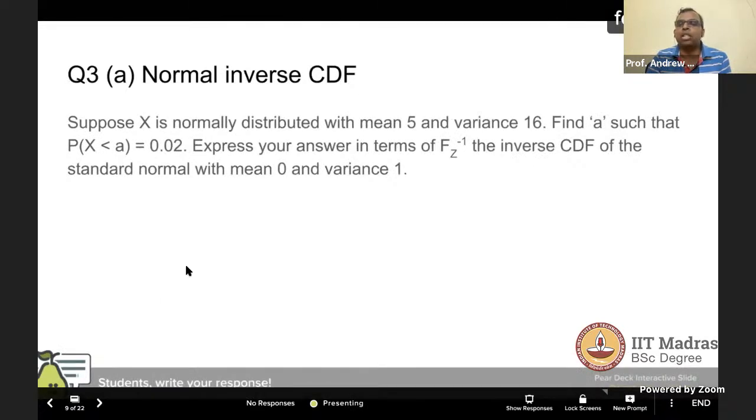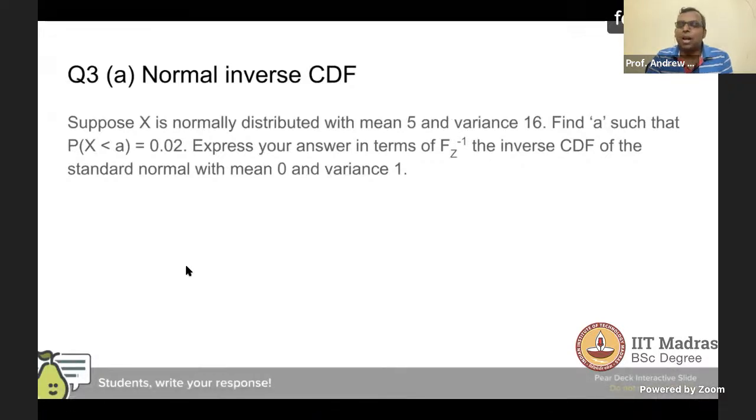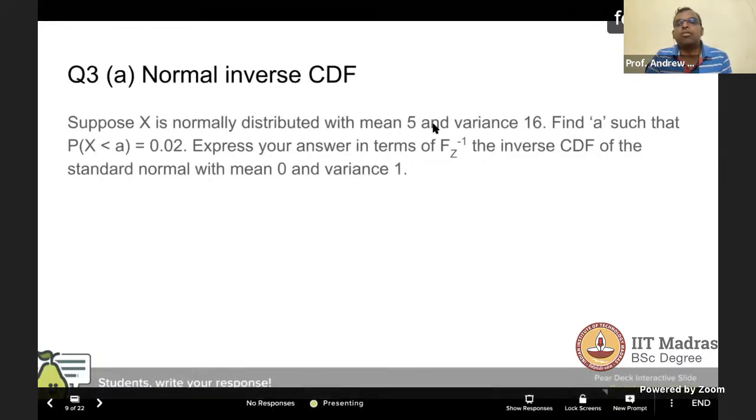So the next important skill you need to have is, again, an out-of-the-box calculation, of inverting CDFs, normal CDFs. It's a very bread and butter skill. I'm once again going to go through this very fast. How do you find an A such that the probability that X less than A is a given value? So mean is 5, variance is 16. And how do you get this?